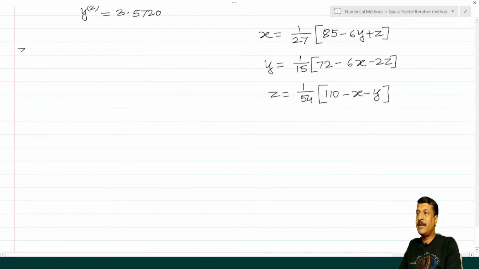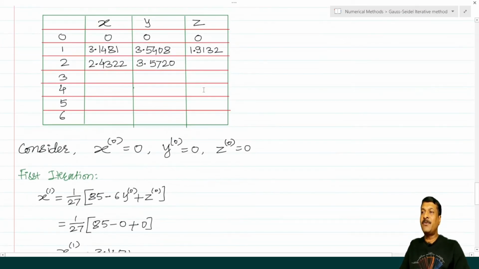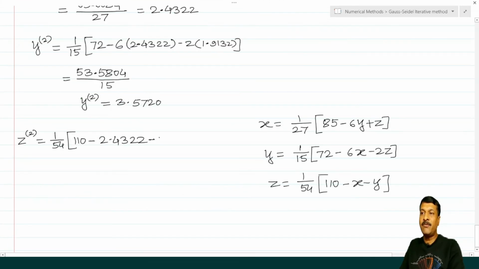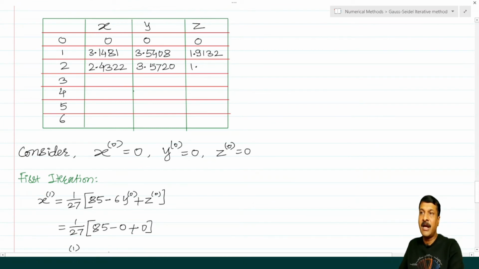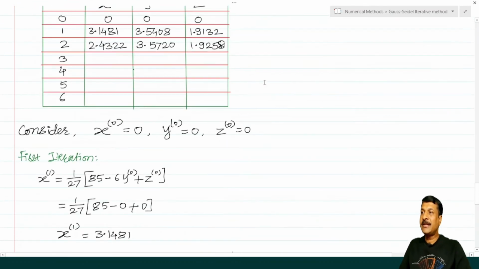3.5720. Now the z value at second position is equal to 1 by 54 in bracket 110 minus recent value of x, which is 2.4322, minus recent value of y by table, 3.5720. So by calculator I am getting 103.9958. The whole divided by 54. So I am getting z value at second position 1.9258. Update the table. 1.9258. So second iteration complete.